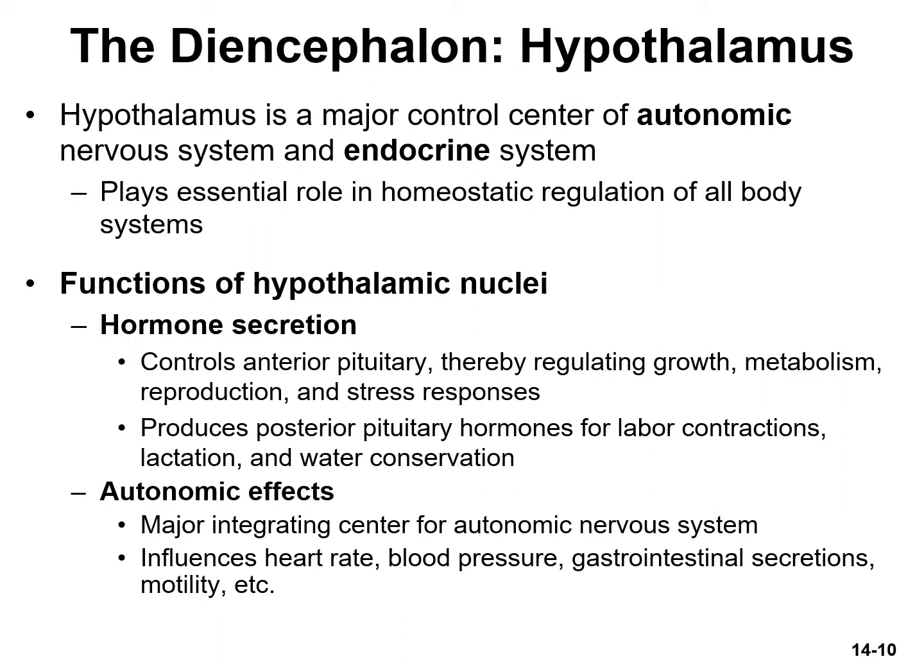So what does the hypothalamus do? The hypothalamus is a major control center of the autonomic nervous system as well as the endocrine system. The autonomic nervous system is going to be the upcoming chapter that we'll cover. This is the nervous system that controls our body systems that we don't have conscious control over. So fight or flight, which is the sympathetic nervous system, and rest and digest, which is the parasympathetic nervous system. And then the endocrine system, which has to do with glands and hormones.